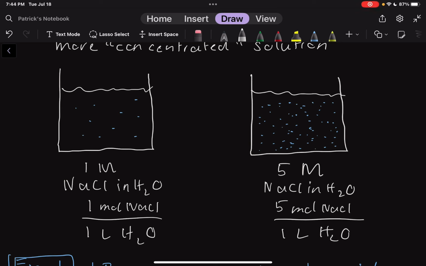Each of these blue dots in the solutions represents a particle of sodium chloride. Because both solutions are comprised of exactly 1 liter of water, the 5 M solution ends up having far more salt particles in it, and if you were to take a sip from both these solutions, which I do not recommend doing, we would find that the 5 M solution has a much stronger salty taste than the 1 M solution, because of how many more molecules of sodium chloride are dissolved in the former.